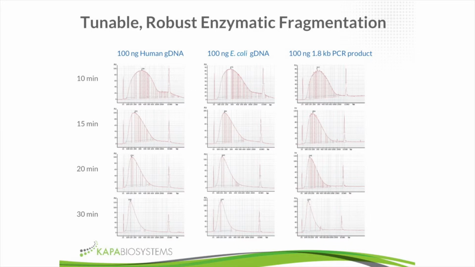Shown here are Bioanalyzer profiles with 100 nanograms of input material, ranging from human genomic DNA to PCR products. They were sheared for various times with our enzymatic fragmentation reagent. Phenotypically, they're very similar to those of Covaris shears. The mode is very consistent across all times and samples, irrespective of the input and complexity of your input DNA.